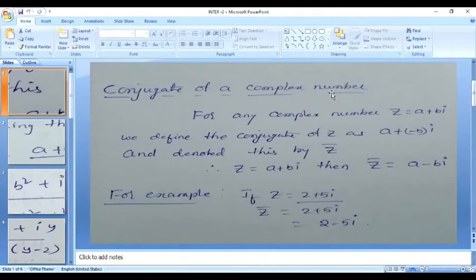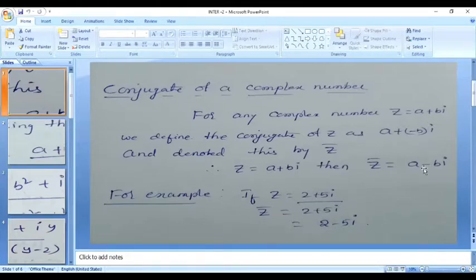Suppose we take a complex number z equals a plus bi. Then the conjugate of z is denoted by z bar and is defined as z bar equals a minus bi. Simple, we change plus to minus. Suppose here it is minus, then that becomes plus.